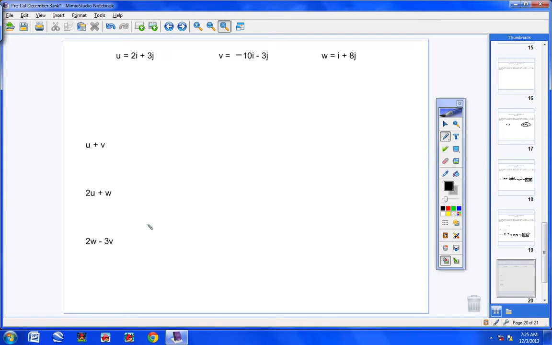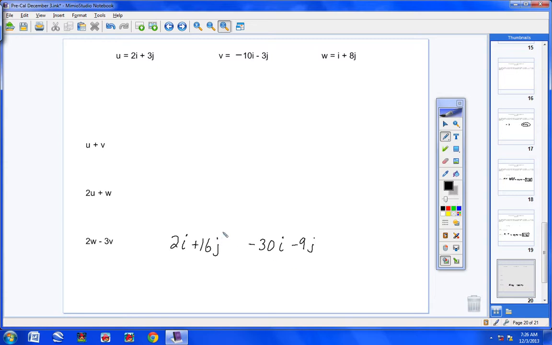And then lastly, okay, I'm going to take 2 times w. I'm going to kind of do that in my head. Here's w up here. 2 times i would be 2i, and 2 times 8j would be 16j. So there we go. All right, and then 3 times v. Well, here's v. Take your 3 and multiply it through. 3 times negative 10 would be negative 30i, and then 3 times negative 3 would be negative 9j.